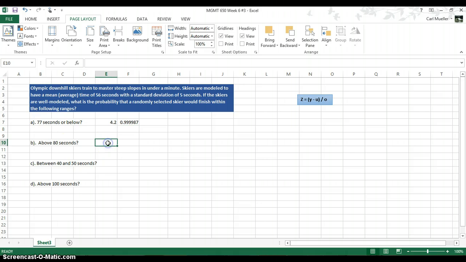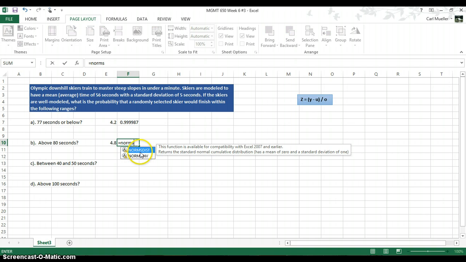Now above 80 seconds, ooh, that could be pretty tricky. But in the same instance, what we're going to do is 80 minus our mean, 56, divided by our standard deviation, which is 5 seconds, 4.8. Pretty close. We're going to use our NORM.S.DIST function again.